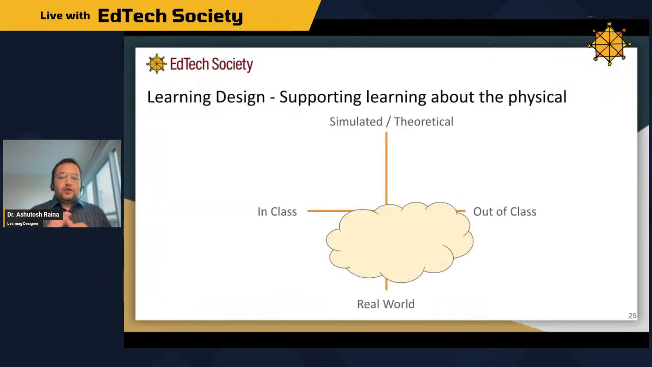And if we look at such systems, these systems would lie here in the quadrant, which is to some extent in class, where you would get some feedback on how you are performing and what is the right way to perform, but a lot of it in the real world and out of class, getting continuous feedback.